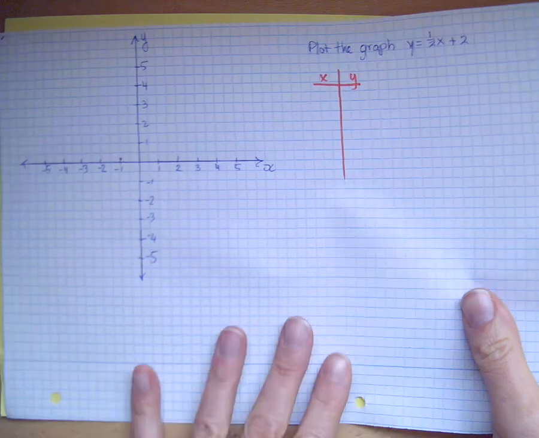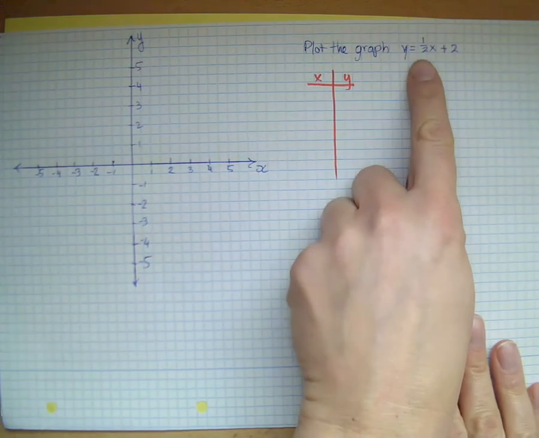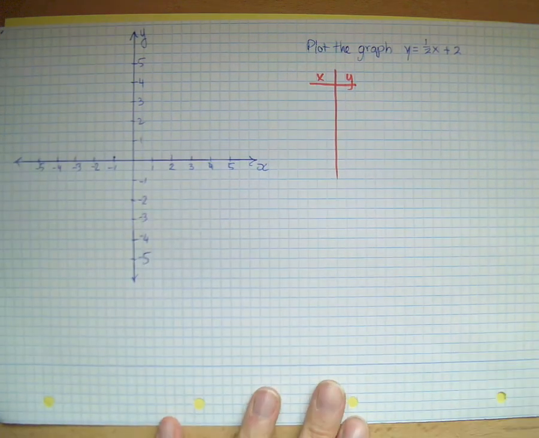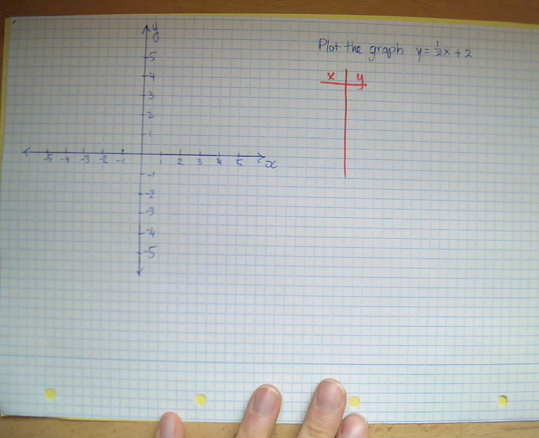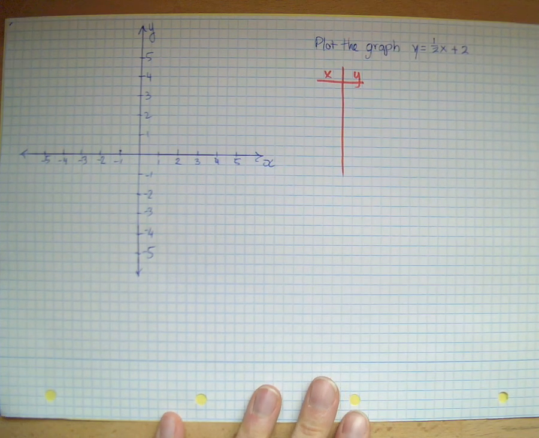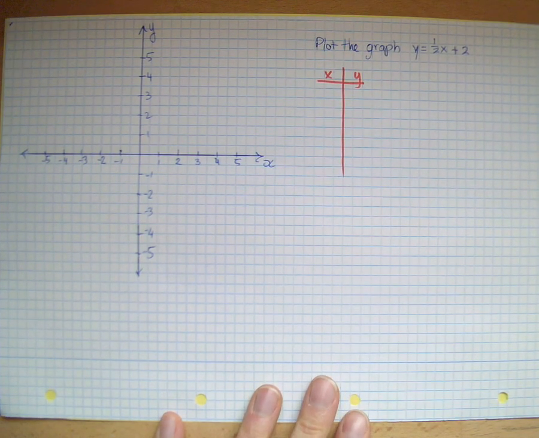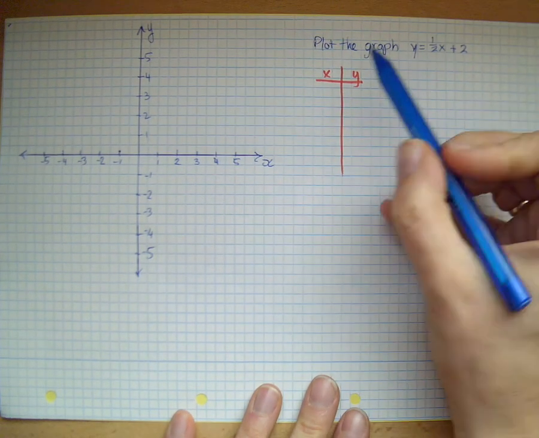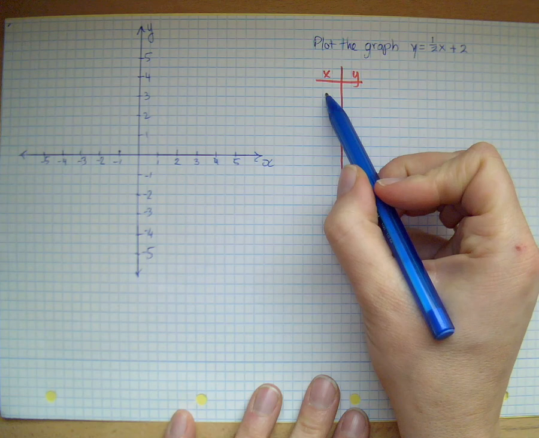Sometimes you'll be asked to plot a graph. Say they give you the equation of a straight line and say, plot the graph here. What you do is you find some coordinates, and really you only need 2 coordinates to draw a straight line, right? Connect 2 dots and you've got a straight line.